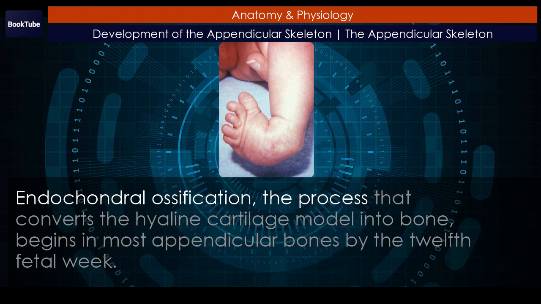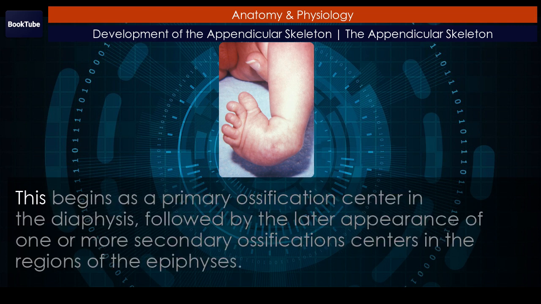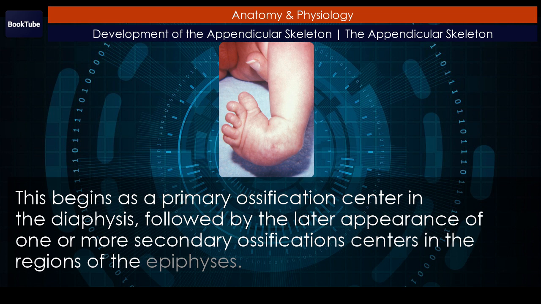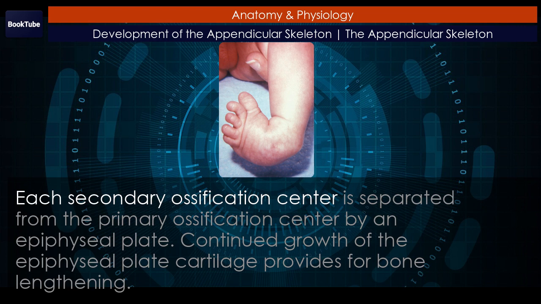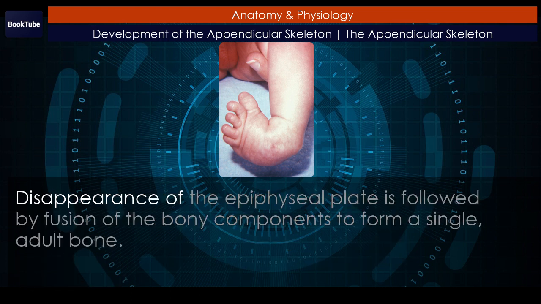Endochondral ossification, the process that converts the hyaline cartilage model into bone, begins in most appendicular bones by the 12th fetal week. This begins as a primary ossification center in the diaphysis, followed by the later appearance of one or more secondary ossification centers in the regions of the epiphyses. Each secondary ossification center is separated from the primary ossification center by an epiphyseal plate. Continued growth of the epiphyseal plate cartilage provides for bone lengthening. Disappearance of the epiphyseal plate is followed by fusion of the bony components to form a single adult bone.